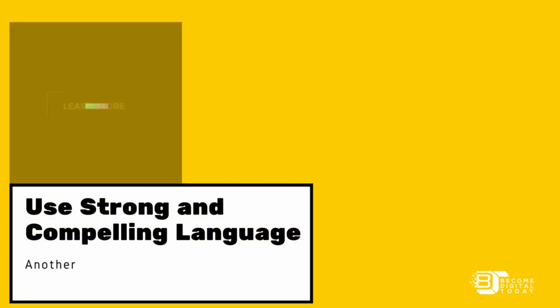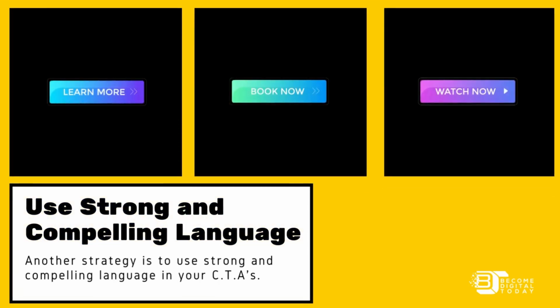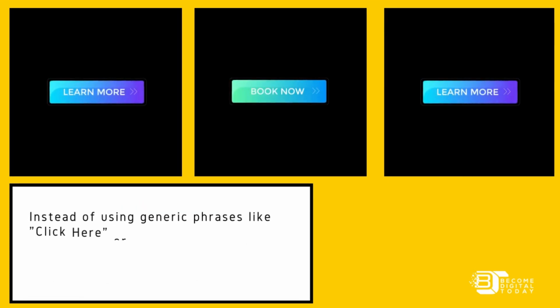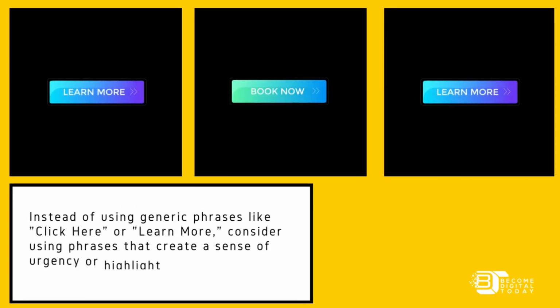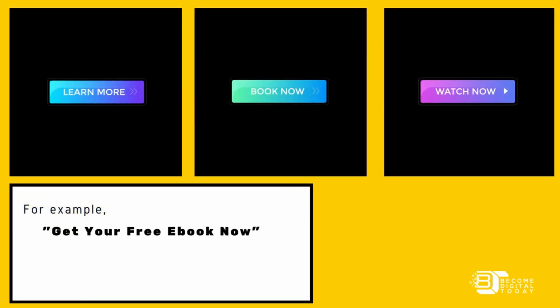Use strong and compelling language. Another strategy is to use strong and compelling language in your CTAs. Instead of using generic phrases like "click here" or "learn more," consider using phrases that create a sense of urgency or highlight the benefits of taking action. For example, get your free ebook now or limited time offer. Shop today.